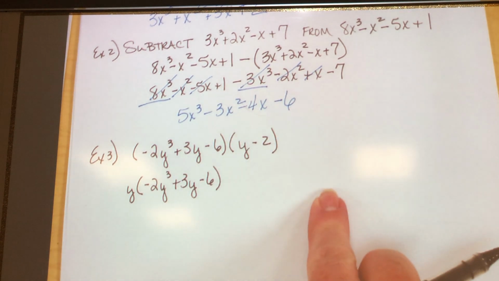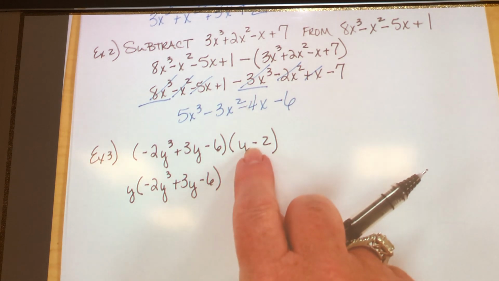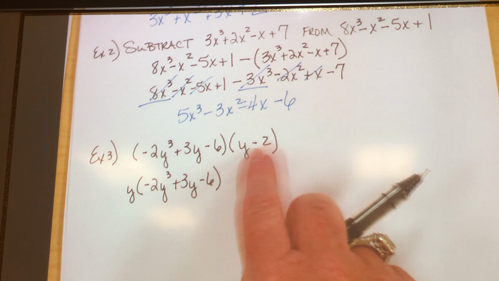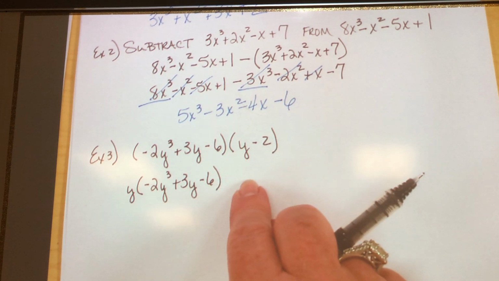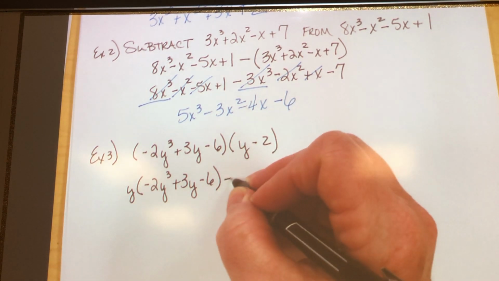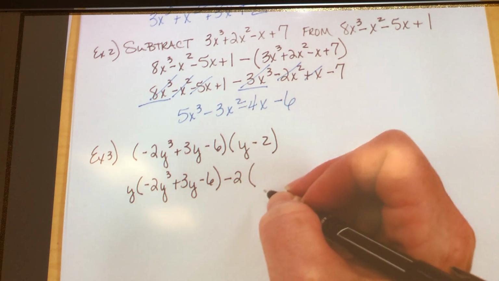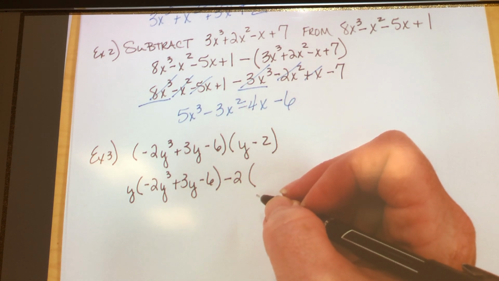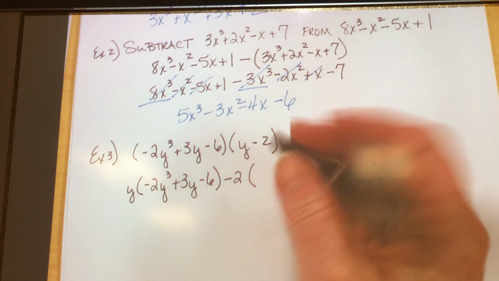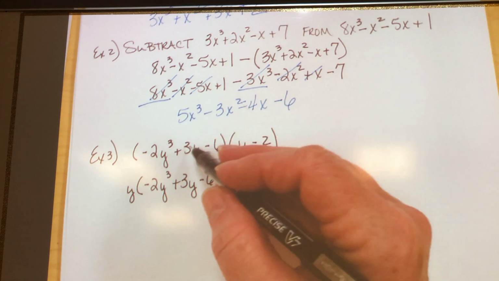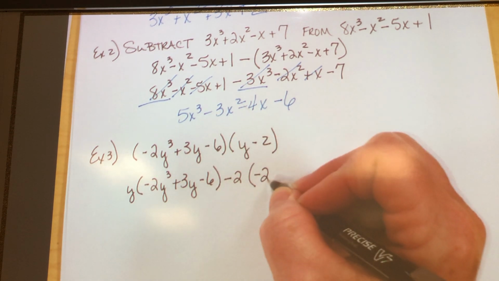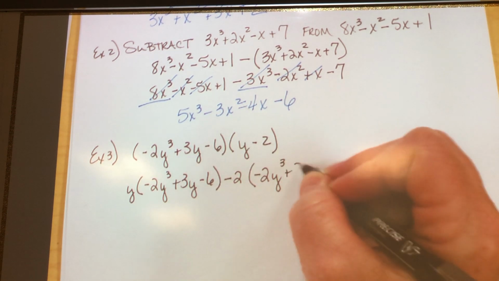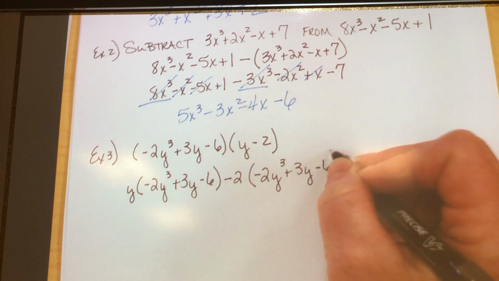And then I take the other half of it. And y'all, this is a minus 2, so you would probably take the sign. But even if it's a positive 2, you still put plus 2. So minus 2 times that whole polynomial. Negative 2y to the third plus 3y minus 6.